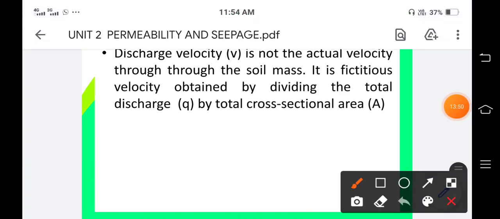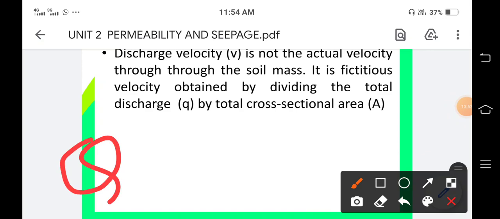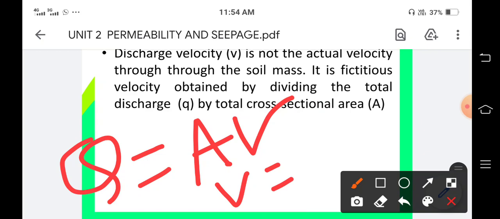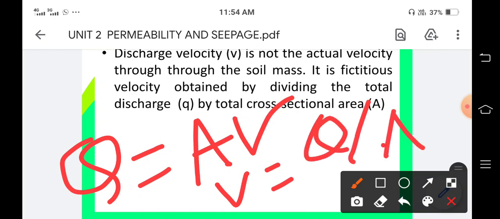Okay, so how we can obtain this discharge velocity: Q equal to A into V, so V equal to Q upon A. So this V is nothing but our discharge velocity, and the seepage velocity is Vs. It is the actual velocity with which water actually passes through the interconnected voids, and this discharge velocity is only theoretical, not an actual velocity passing through the interconnected voids.